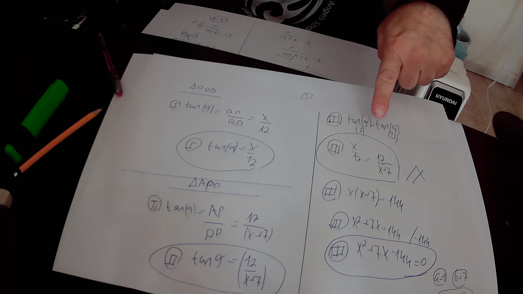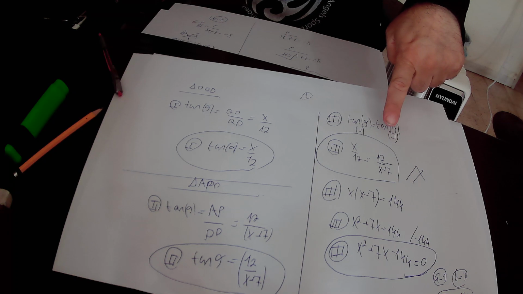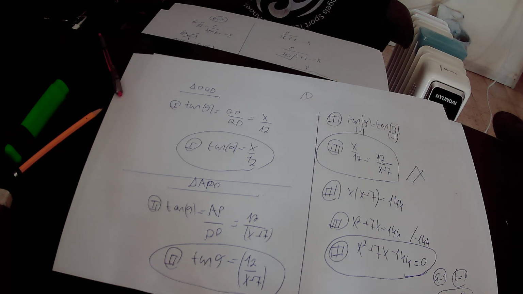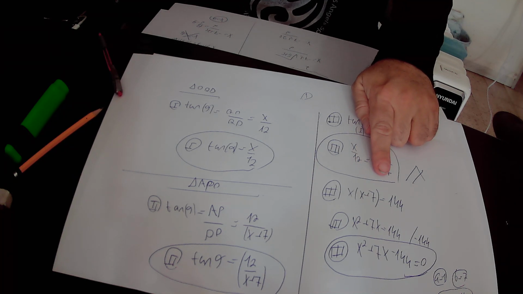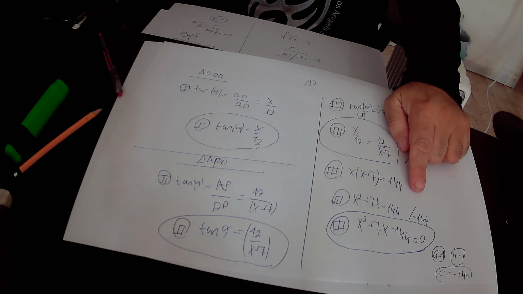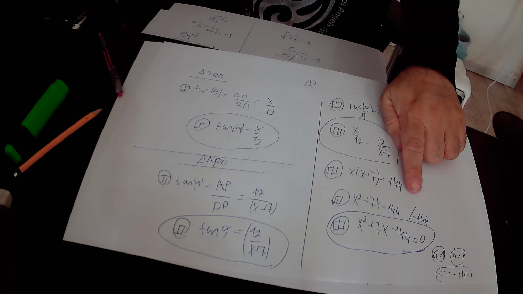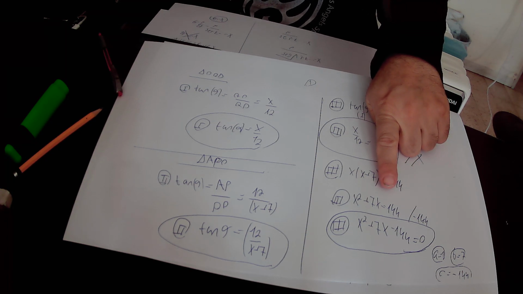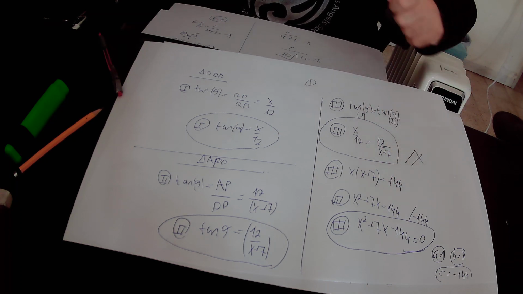Here we cross multiply this equation and find that x times (x plus 7) equals 12 times 12, that is 144. Here we open the brackets on this side of the equation and find that x squared plus 7x equals 144. Here we subtract 144 from both sides and finally we get the quadratic equation: x squared plus 7x minus 144 equals 0.